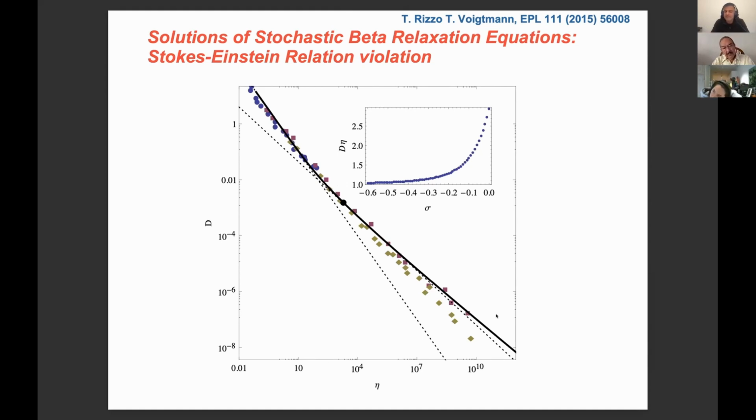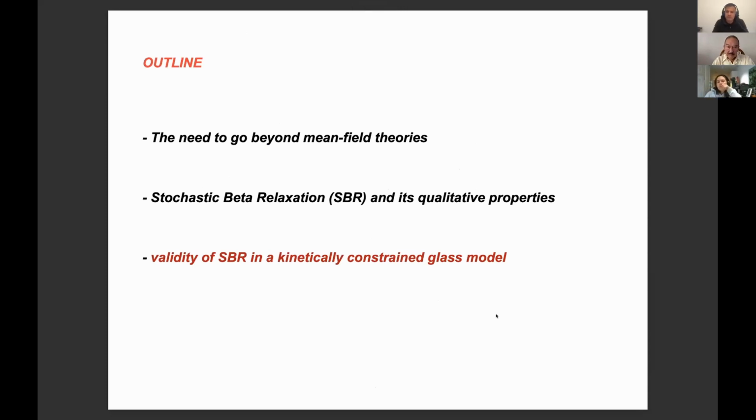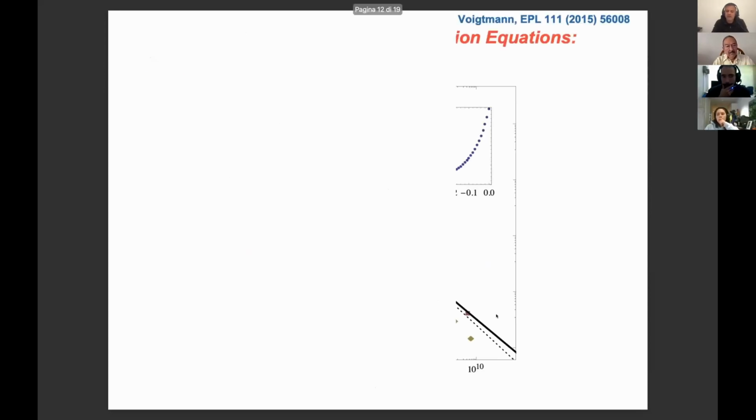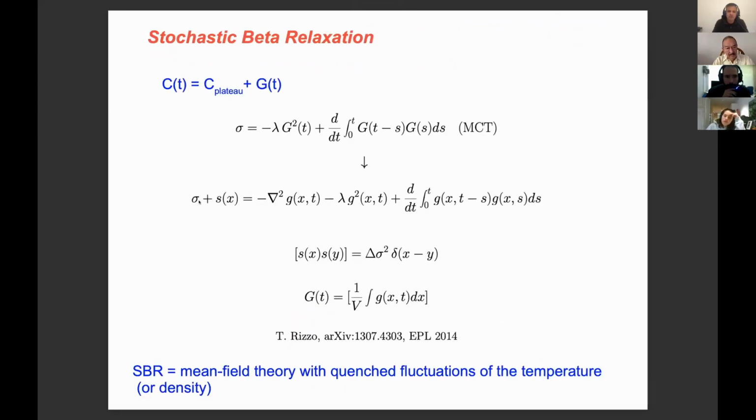And as you can see, they fit data nicely, but still there are, of course, many parameters that have been tuned. Not so many, but there are some parameters that have been tuned. Now, what I want to discuss is that, in principle, for stochastic beta relaxation, if you have a way to compute its parameters, that are essentially coming back to the equation, that are essentially the value of sigma, or rather the connection of sigma with the temperature, but also the amount of fluctuation of the temperature, that is this delta sigma. And then you have this parameter lambda, which comes from MCT.